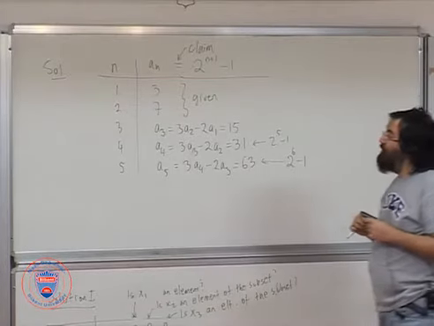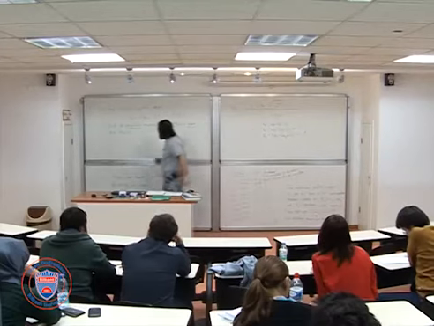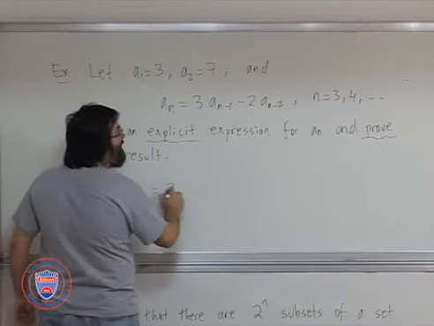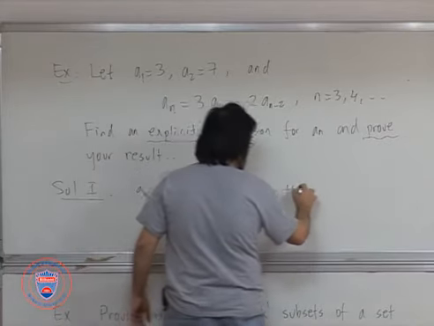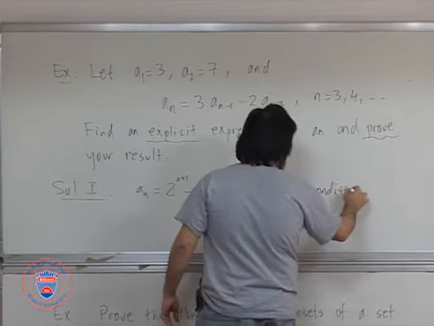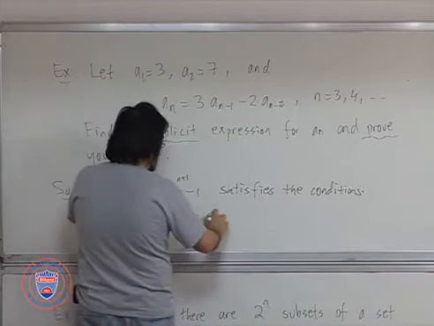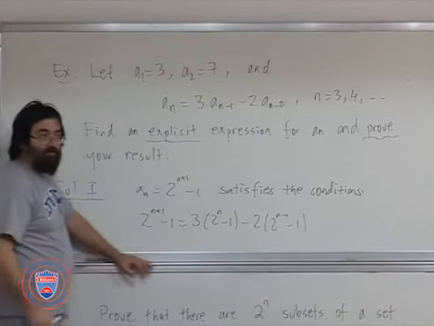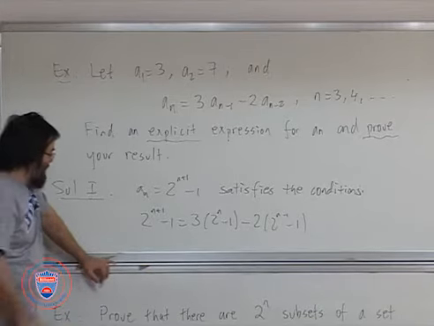If it satisfies the formula, that's one solution. Let's write that. Solution 1. a_n equals 2 to the n plus 1 minus 1 satisfies the conditions. I mean, basically, you can check if 2 to the n plus 1 minus 1 is equal to 3 times (2 to the n minus 1) minus 2 times (2 to the n minus 1 minus 1). If this is true, then we're done. Is this true? So this is the question.